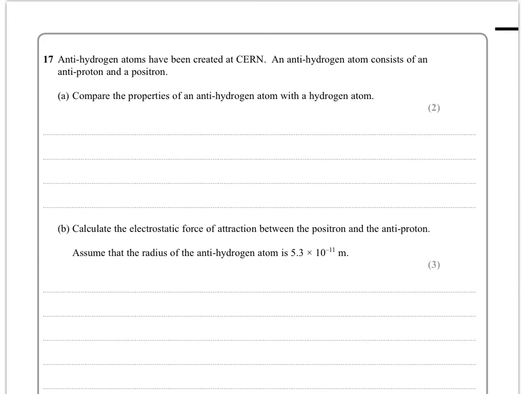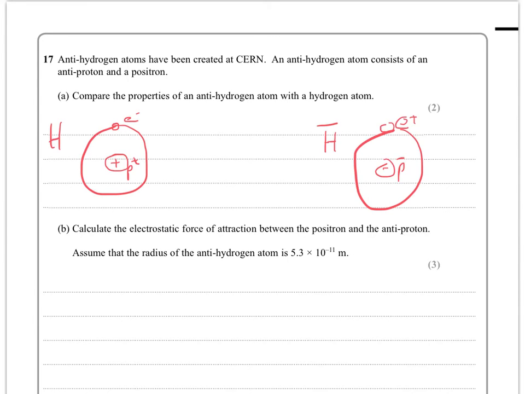Question 17. Anti-hydrogen atoms have been created at CERN. An anti-hydrogen atom consists of an antiproton and a positron. Compare the properties of anti-hydrogen atom with the hydrogen atom. Okay, so you've got an antiproton and a positron compared to a proton and an electron. So you've got the two antiparticles of the proton and the electron. So in normal hydrogen, you've got a proton with an electron running around the outside, and in the anti-hydrogen, you've got an antiproton, which is a negative particle in the middle, with a positive particle racing around the outside of it.